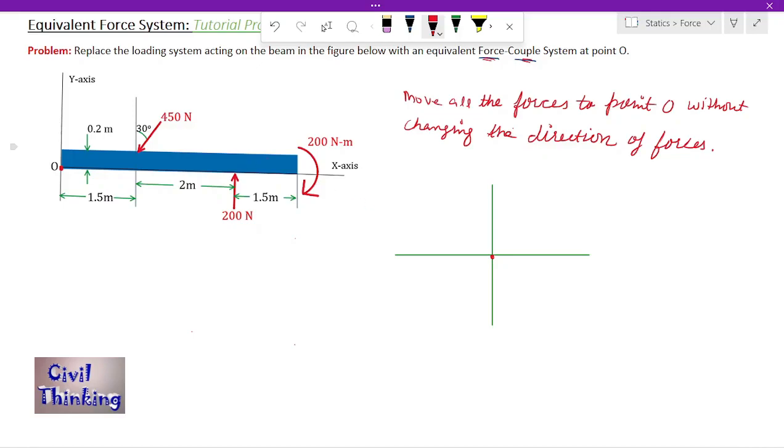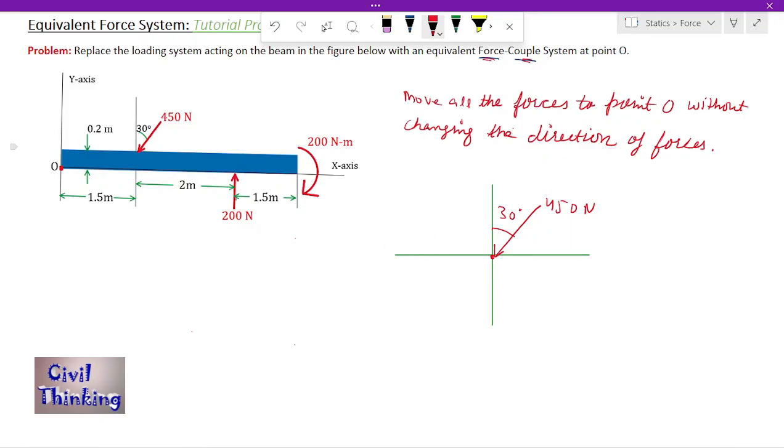Okay, it means I will move this 450 here. I have to move it to point O, but it is making an angle of 30 degrees with the vertical and I will not change that. Okay, so let's say it is like this. This is 450 newton. This is point O. Okay, and it is making an angle of 30 degrees.